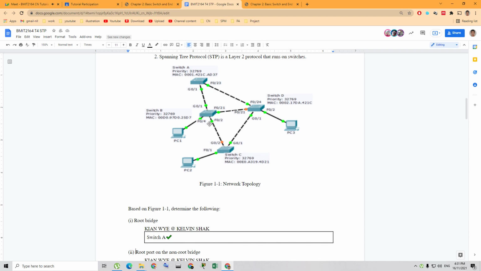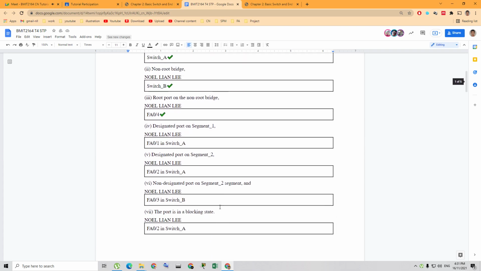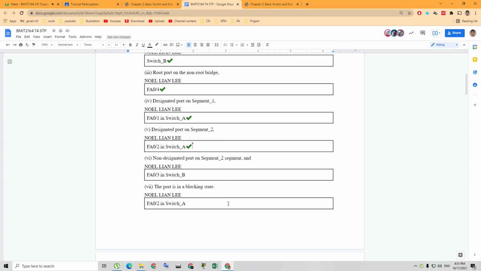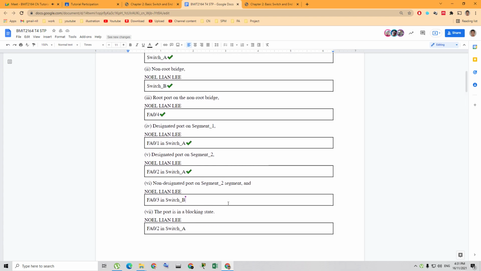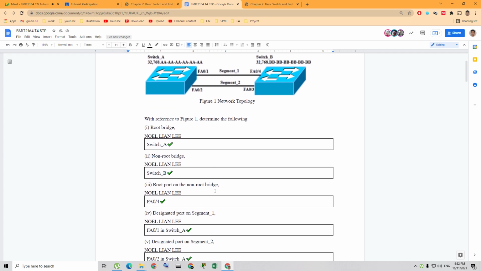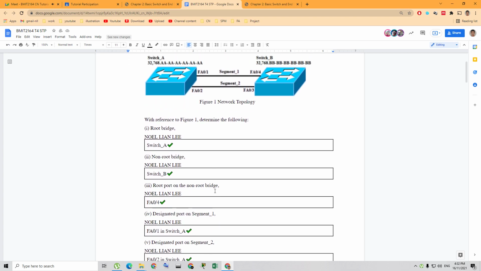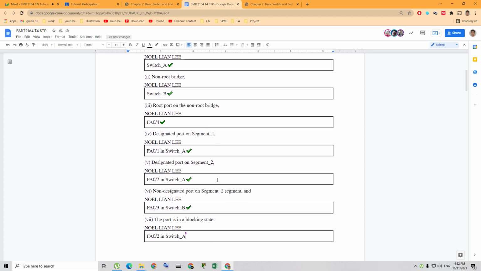Number 4, designated port on segment 1. Okay, that's correct. Designated port on segment 2, F02, yeah, correct. Number 6, non-designated port on segment 2, F03 on switch B, correct. Port in blocking state.